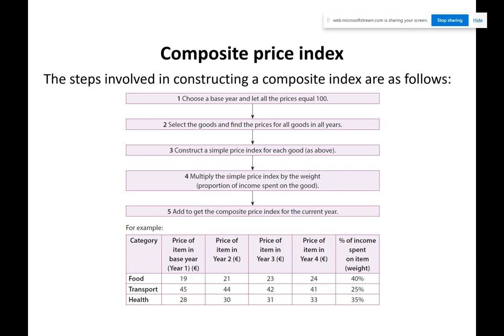And we can see here at the bottom, it says percentage of income spent on item per weight. Food, 40%. Transportation, 25%. Health, 35%. So 40% is where most of my income, most of my spend goes. Which means that I, as an individual consumer, care more about the price of food increasing than I do about the price of transportation increasing. And that has to be taken into account when we calculate inflation.